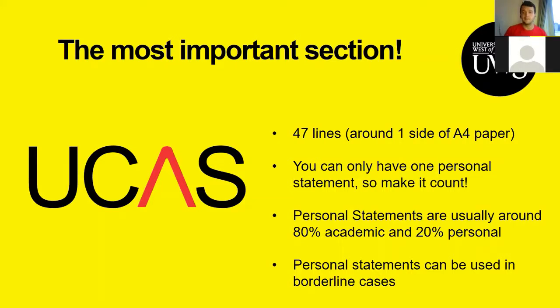So as I said, this is the most important section. The personal statement is around 47 lines of text, around one side of A4 paper, about 12 font size. You can only have one personal statement, so make it count. So this means it has to be a generic personal statement, and it can only really be focused on one subject area, or if the course is more specific, it needs to be based around that course.